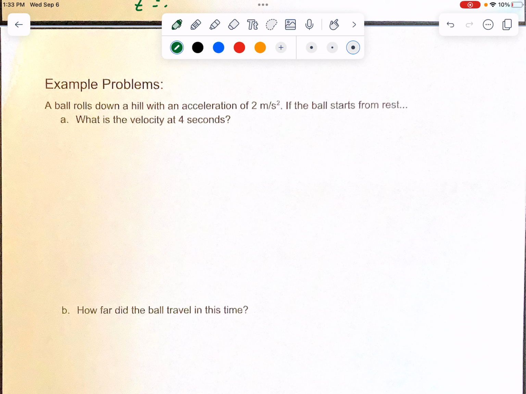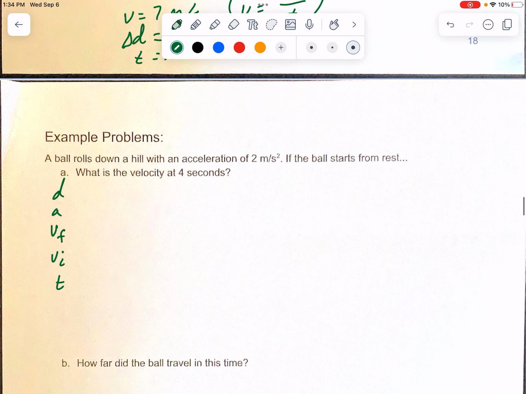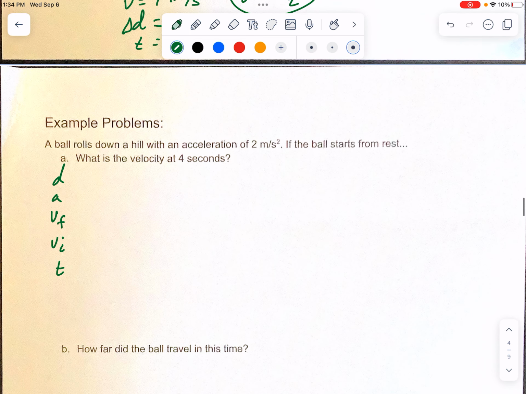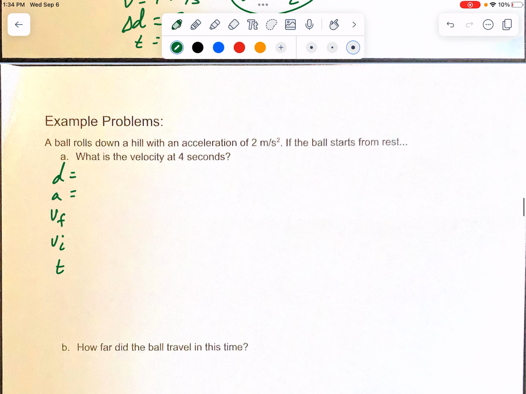So the way we're going to do this is we're going to set up what's called DAVIT. So D, A, VF, VI, and T, which pretty much looks exactly like up here on our equations. We have DAVIT. Okay, so 1, this helps you organize what you have, and 2, this will help tell you which equation you're going to use. So a ball rolls down the hill with an acceleration of 2 meters per second squared. So my A is 2 meters per second squared.